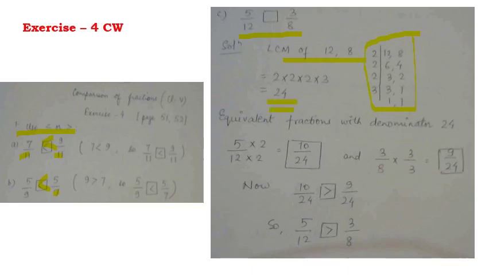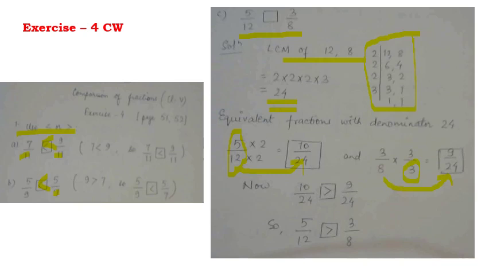Now what will you do with this 24? You will take the old fraction which was 5 by 12 and you will try to make your 12 to 24. So 12 into 2 is 24 and 5 into 2 is 10. So the new fraction is 10 by 24. Same way, 3 by 8 is your old fraction. You want to change your 8 to a 24, so you will multiply with a 3. So 3 up and 3 down. The new fraction will be 9 by 24.